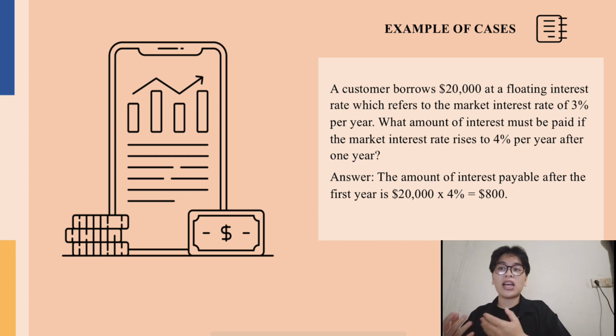So if a customer borrows $10,000 at a fixed rate of 5% per year, how much interest must be paid annually? The customer must pay $500, because the amount of interest is calculated as $10,000 multiplied by 5% per year. So we get $500. So the customer must pay $500 for the fixed rate interest.